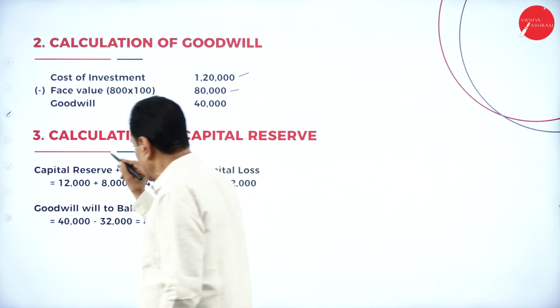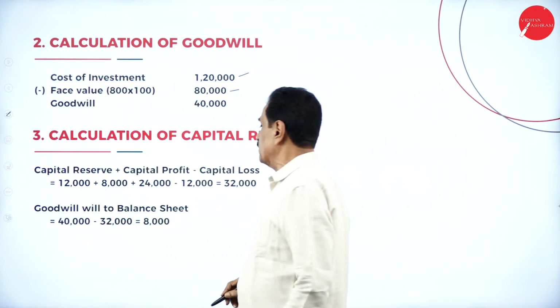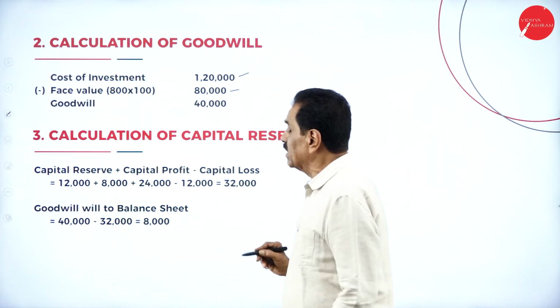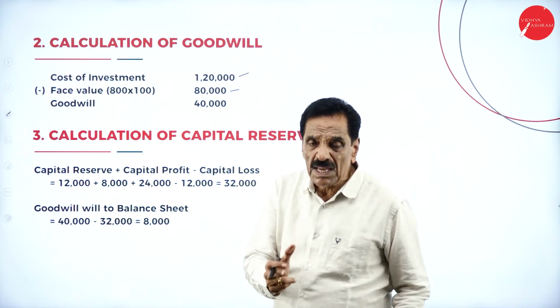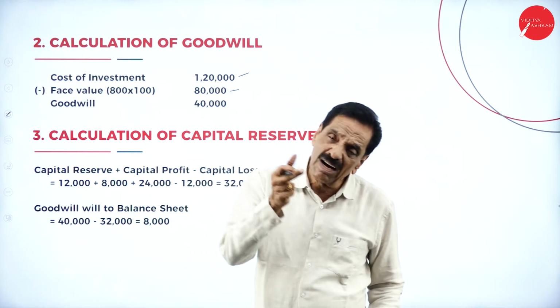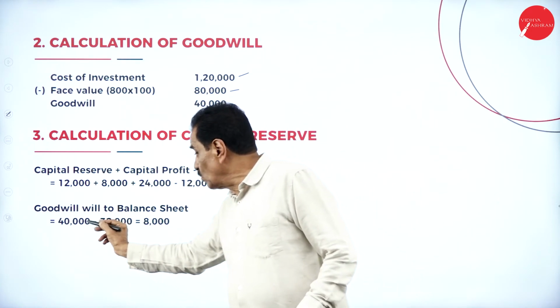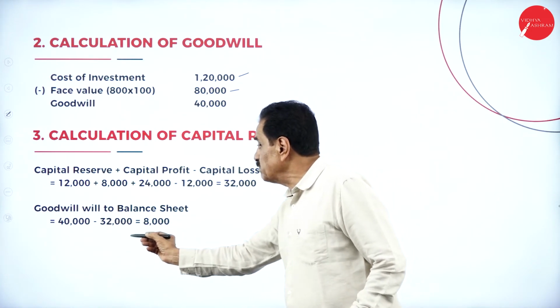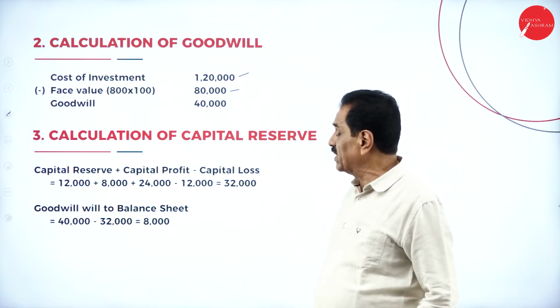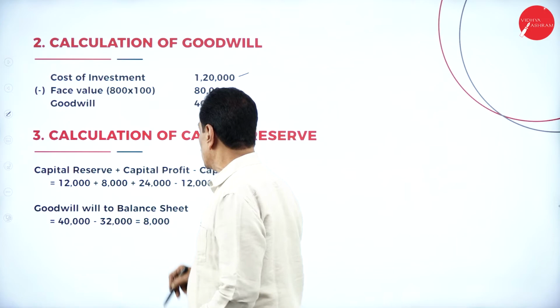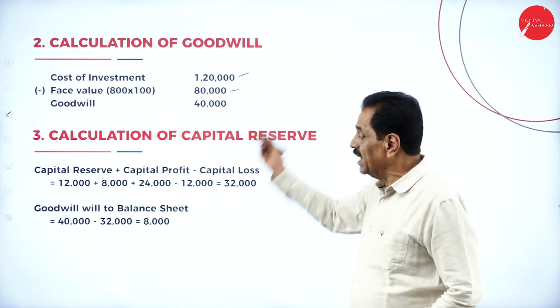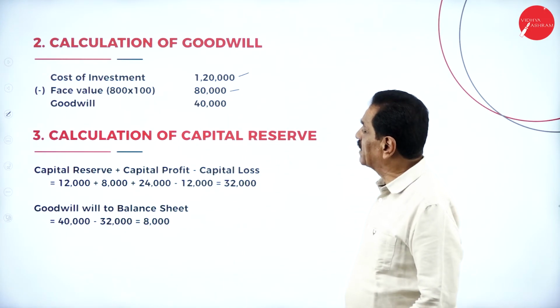Then you have to take capital reserve, capital profit, appreciation, minus capital loss you deducted, is 32,000. Whichever is more should become either the capital reserve or the goodwill. Your goodwill is 40,000. Your capital profit and reserve is 32,000. This is 24,000, 12,000, 12,000 gone. 32,000, balance 8,000 will appear on the asset side of the balance sheet.